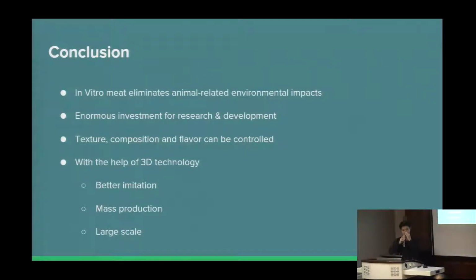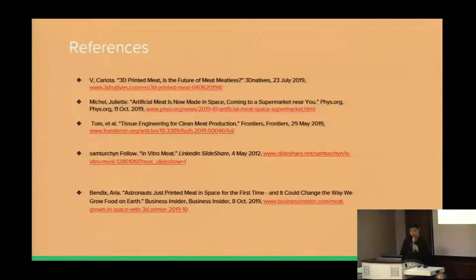And the conclusion is that it eliminates animal-related environmental impacts like greenhouse gas and CO2 releases. It requires a lot of investment and research and development, which is why the whole technology is not that common yet. With the help of 3D technology, we can have better mass production and large-scale production of it. And these are the references in MLA format.